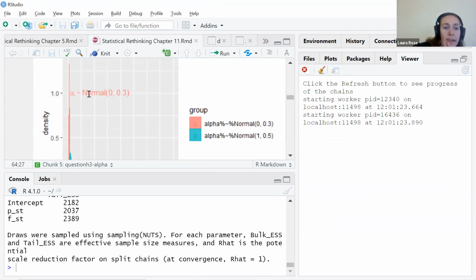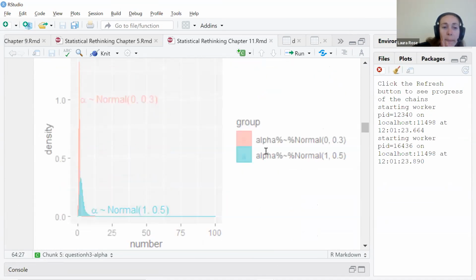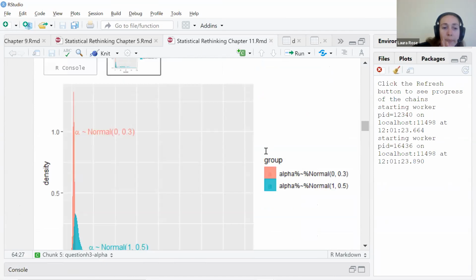So if we have alpha, what? Can you minimize your console so that the graph? Oh, sure, yeah. I always forget to do that. Okay. There we go.